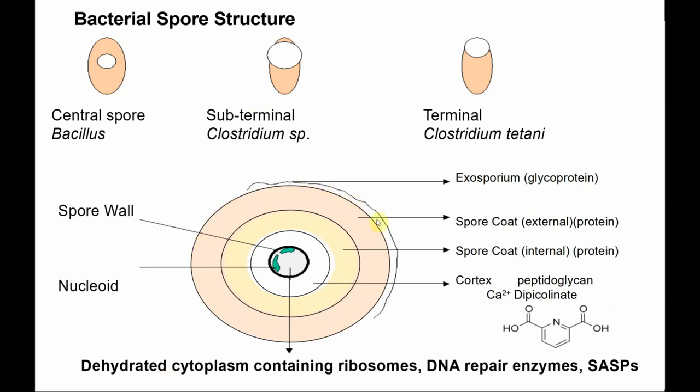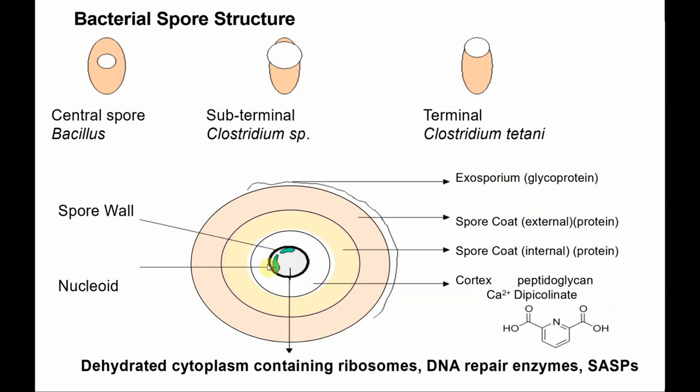So there's often a loose coat of glycoprotein, the exosporium, and then a very, very thick layer of proteins, the external and the internal coat. And then inside you have the cortex, which is a very thick layer of peptidoglycan, which contains a large amount of this small molecule called dipicolinate associated with calcium. And the inside of the spore is a kind of tiny, metabolically inactive cell.